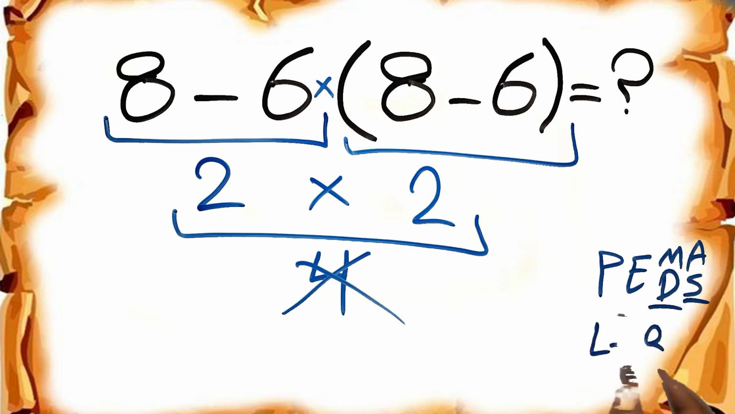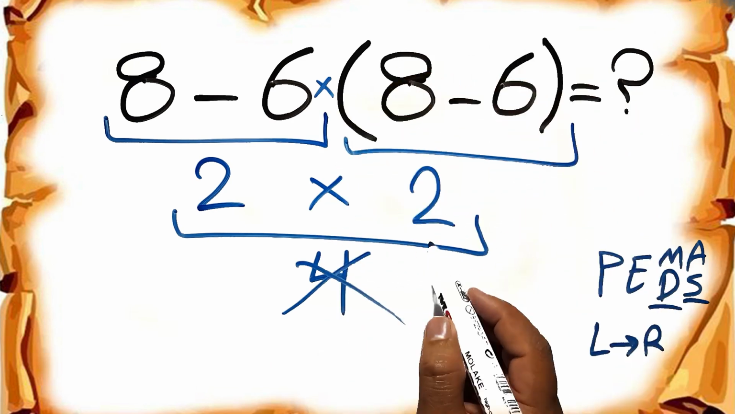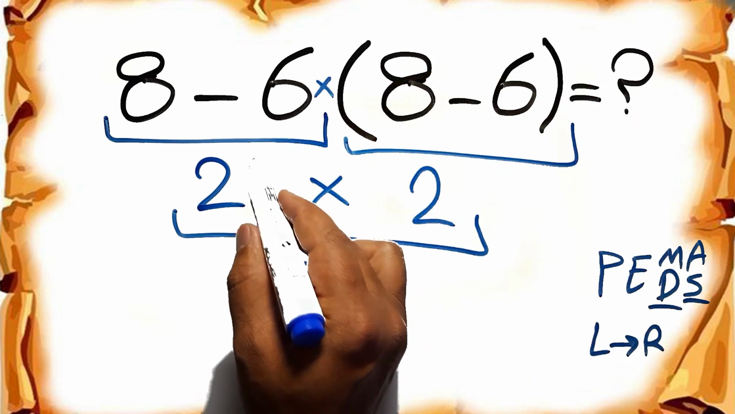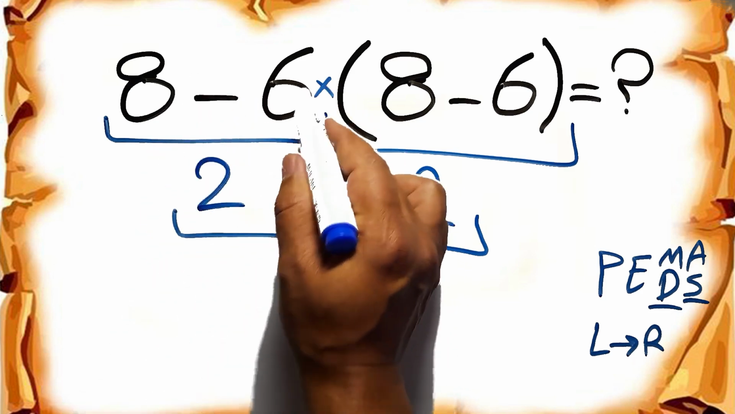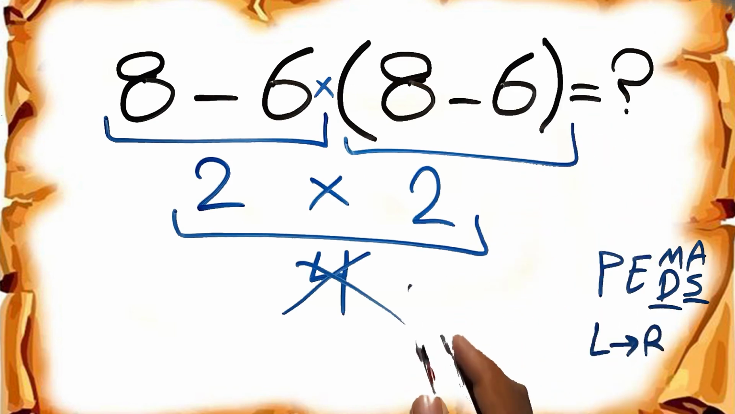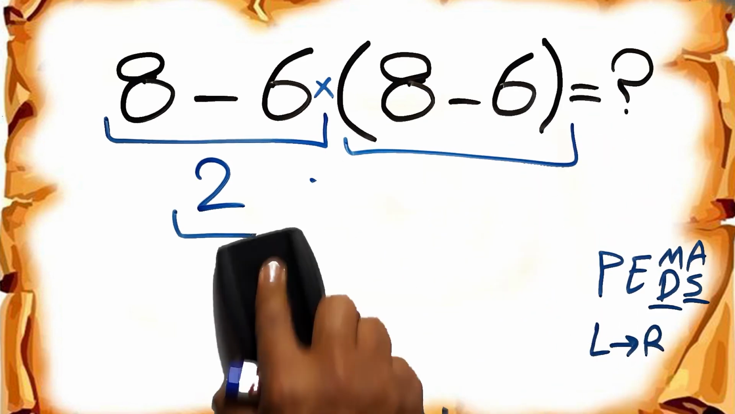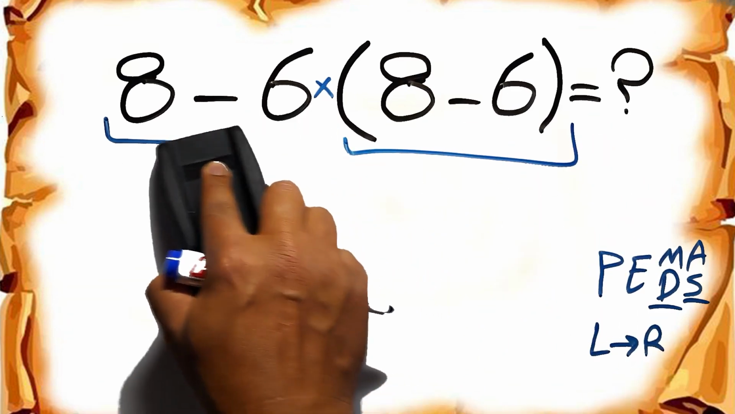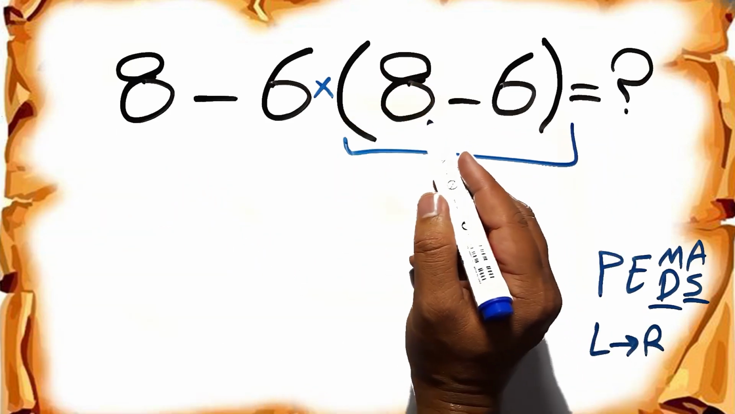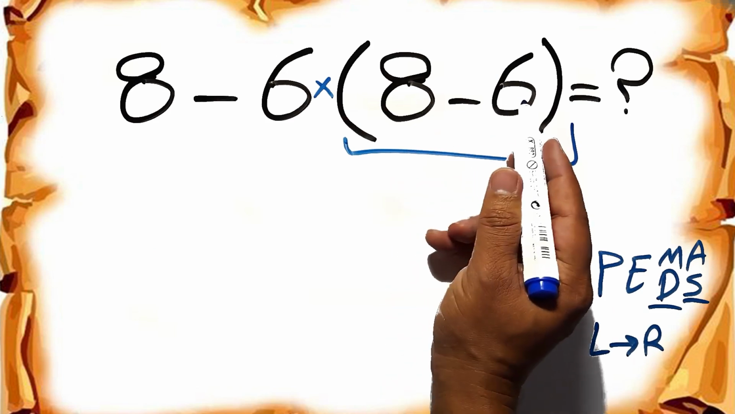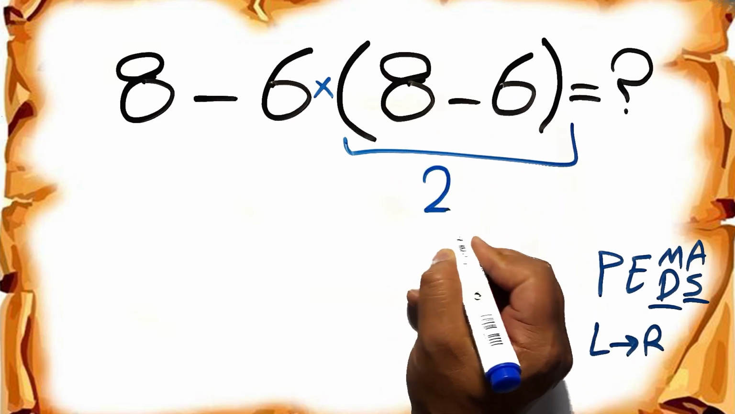So, according to PEMDAS, first we have to do these parentheses, then this multiplication, and finally this subtraction. If we do this subtraction before this multiplication or this parentheses, it is wrong. So first this parentheses. Inside this parentheses we have 8 minus 6, which equals 2.